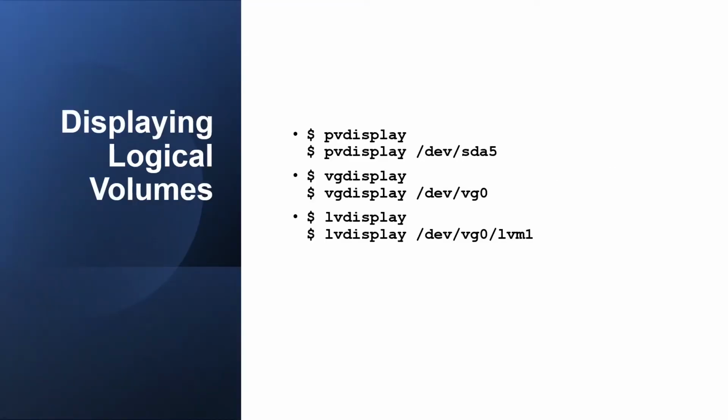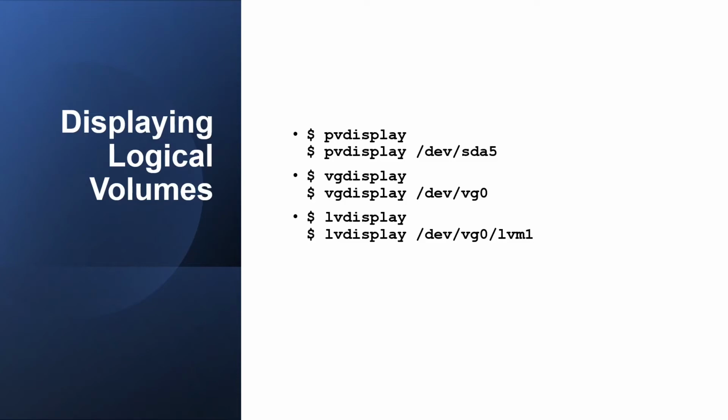Displaying logical volumes. In order to display information about LVM, there are several command line programs available. pvdisplay shows the physical volumes. If you leave off the physical volume name, it lists all physical volumes. pvdisplay /dev/sda5, for example. vgdisplay shows volume groups. If you leave off the volume group name, it lists all volume groups.